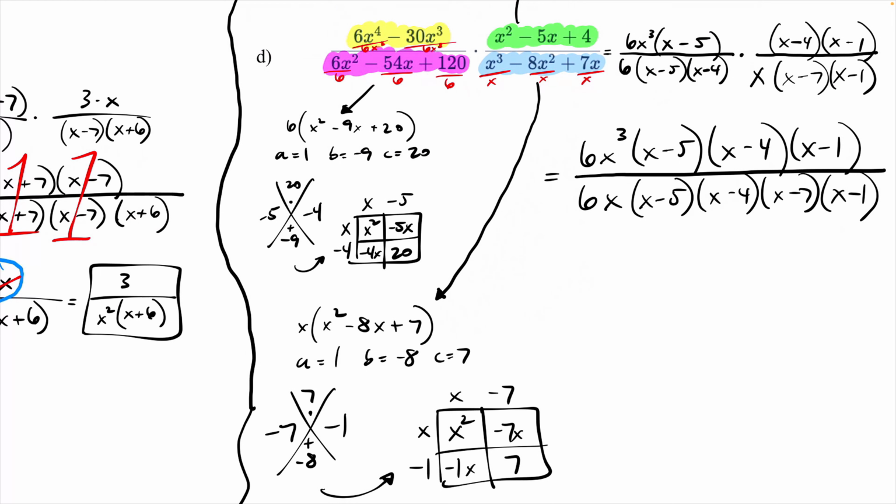Last thing, look for things that will cancel out. X minus 5, x minus 5. X minus 4, x minus 4. X minus 1, x minus 1. So on top, I have 6x to the third. On bottom, I have 6x and then a binomial. One binomial left.